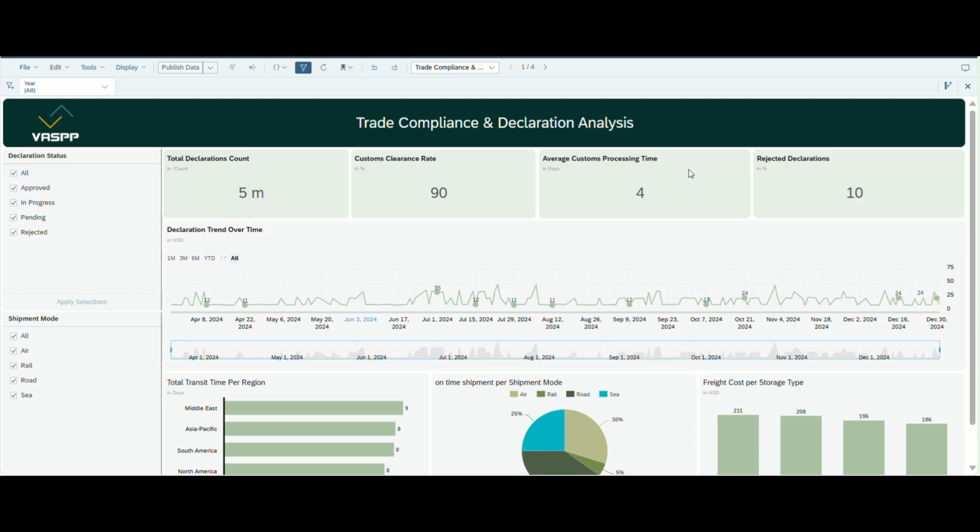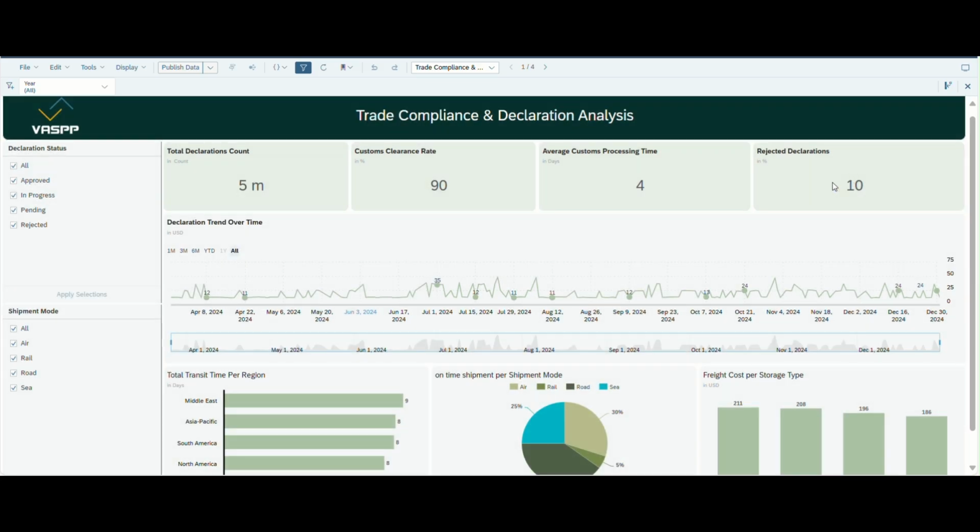However, the rejected declarations stand at 10%, a red flag. These rejections often mean compliance gaps, documentation errors, or regulatory mismatches. Each rejection has a potential to trigger delays, penalties, or even audits. Reducing this metric should be a key focus.